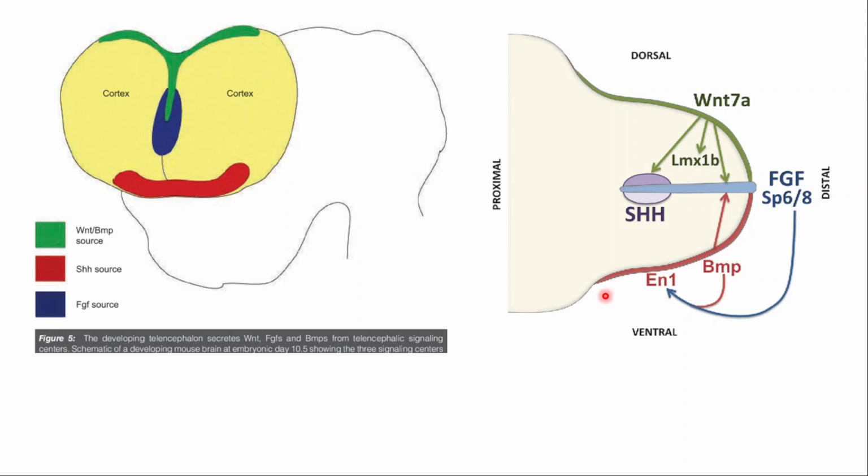I hope the explanation is clear. We learnt a little bit about expression patterns in different tissues of Wnt and SHH, as well as the fates that they determine.